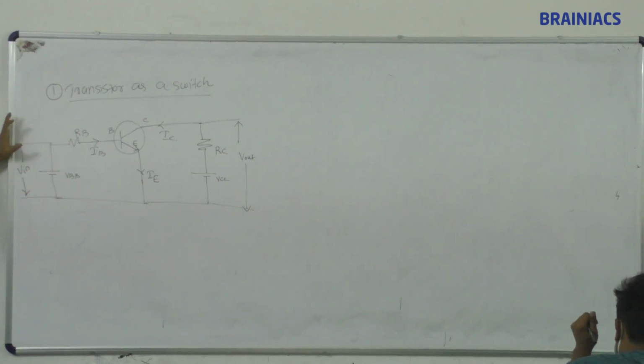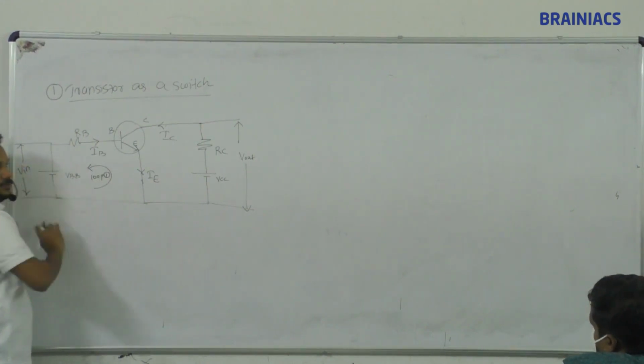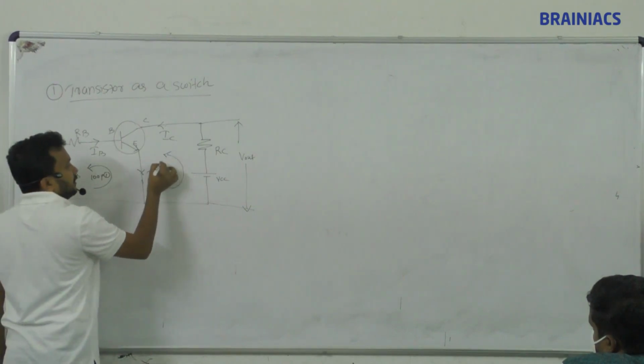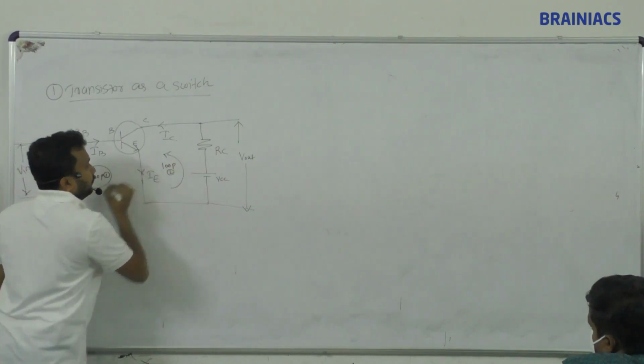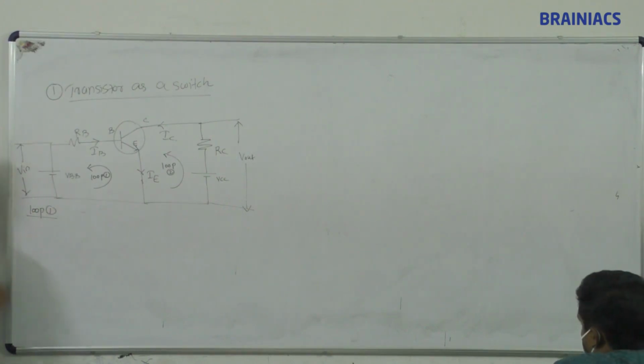So first, plainly, how many loops are there? Two loops. This is loop 1, and this is loop 2. The loop equation is what we are going to use everywhere. Okay, we are going to write the loop equations. Now you know the basics. Loop 1: can you tell me what the loop 1 equation is?